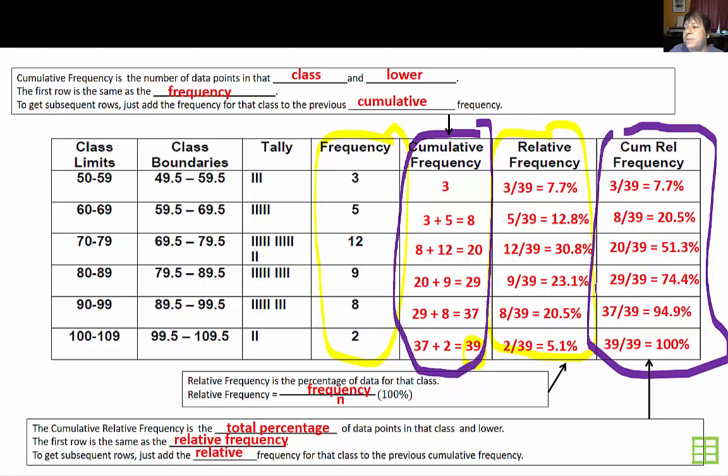Now, a couple things you can notice about this. Does the frequency ever go down? No, because we're adding the percentages together. In fact, the other way to do this is 7.7 plus 12.8. Guess what? You get 20.5. 20.5 plus 30.8 is 51.3. You better end at 100% on this frequency table, all right?